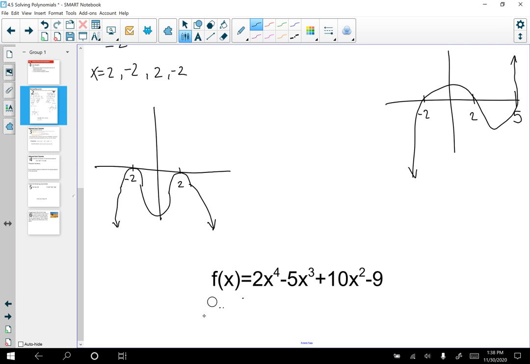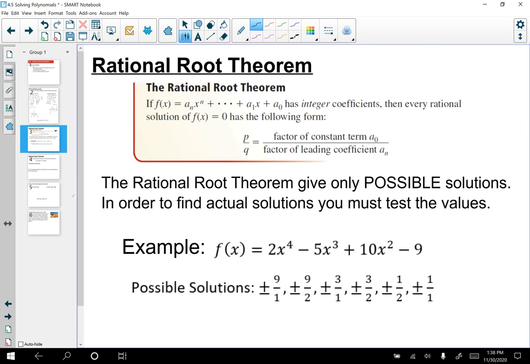Well, this is where the thing called the rational root theorem comes into play. What the rational root theorem does is give us possible solutions or possible zeros. So how do we find those? Here's a list. This is the same equation we were just looking at. And here are our possible solutions, all right? And they got this using the rational root theorem.